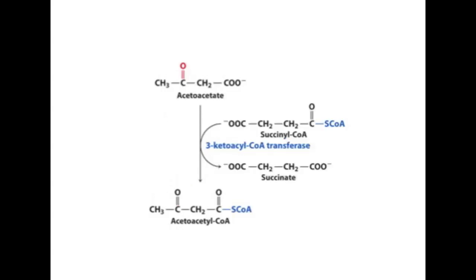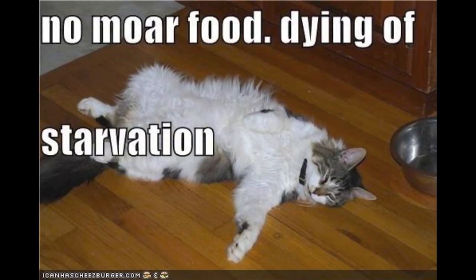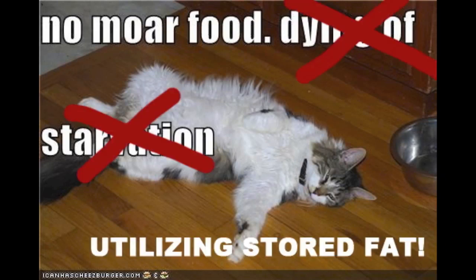At this point, succinyl-CoA, which you should recognize from the Krebs cycle, can donate its coenzyme A group to produce another acetoacetyl-CoA, itself becoming succinate. Another molecule of coenzyme A binds to a carbonyl carbon, splitting acetoacetyl-CoA into 2 molecules of acetyl-CoA. This acetyl-CoA can then enter the TCA cycle, and nobody is going to starve to death.